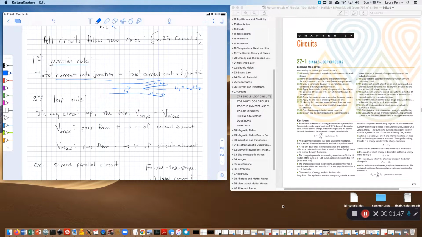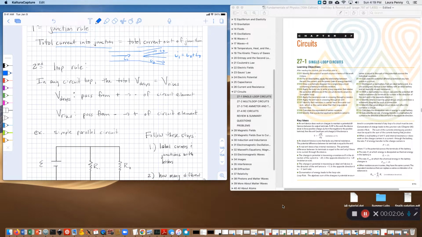It's just if you come to a place where the electrical current splits, the amount of current that goes in has to be the amount of current that goes out. Or you could have two branches that come together and the amount of current that comes in has to equal the total amount of current that goes out. So the junction rule. The other is the loop rule.